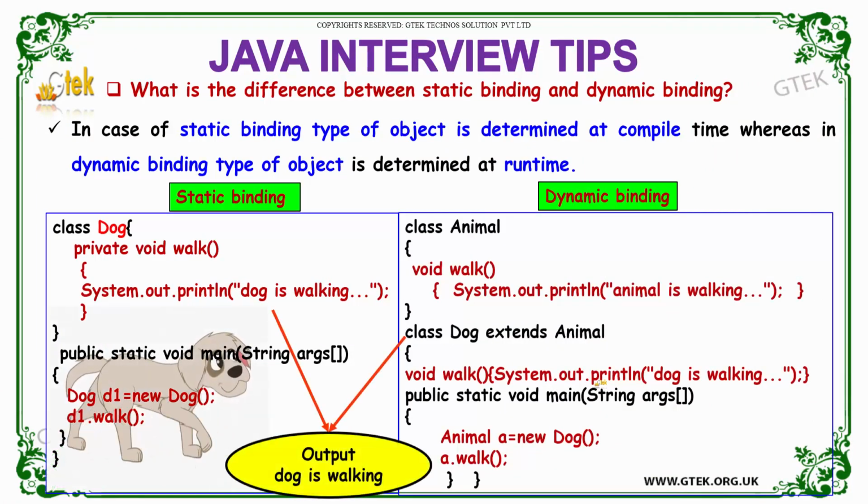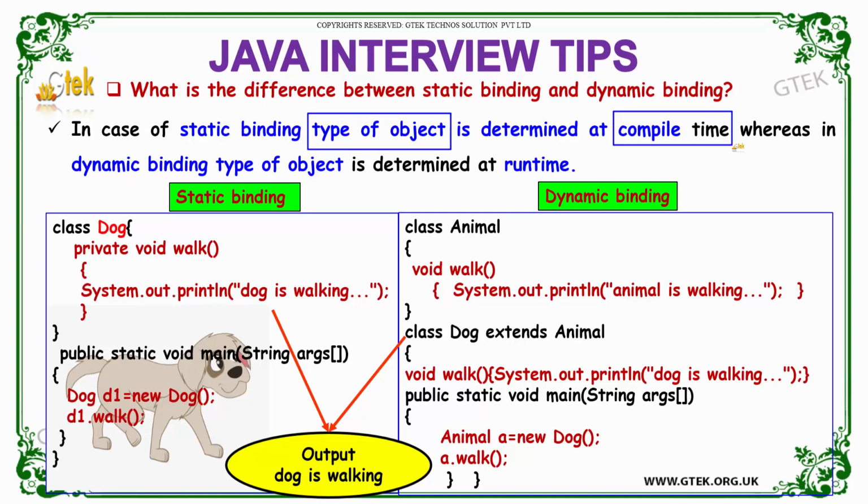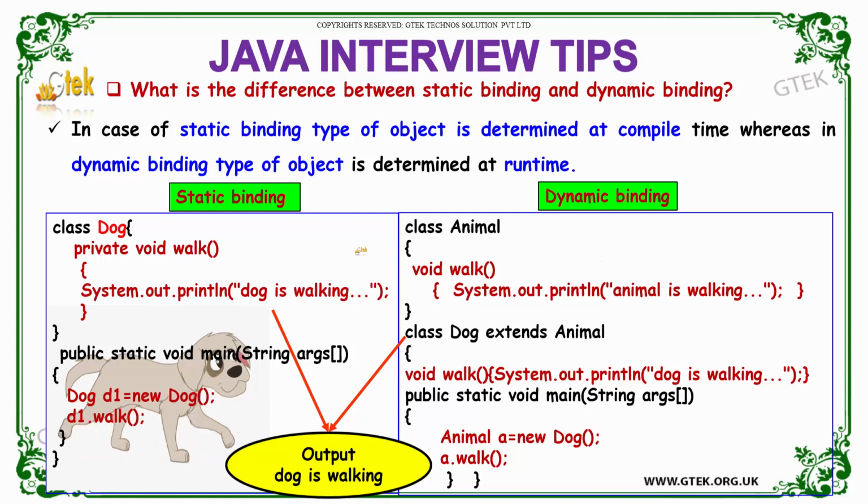What is the difference between static binding and dynamic binding? In case of static binding, the type of the object is determined only during compile time, whereas in dynamic binding, the type of the object is determined during the runtime. If you see over here, this example is for static binding.